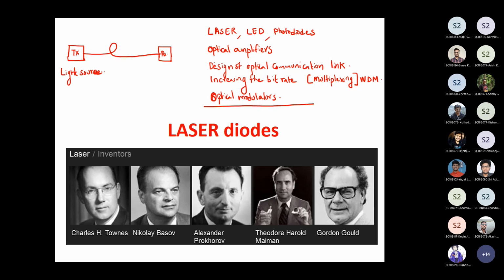Analogous to that, what you have in an optical communication system is called a light source. And there are two kinds of light sources commonly used in optical communication systems. They are the laser and the LED, light emitting diode.